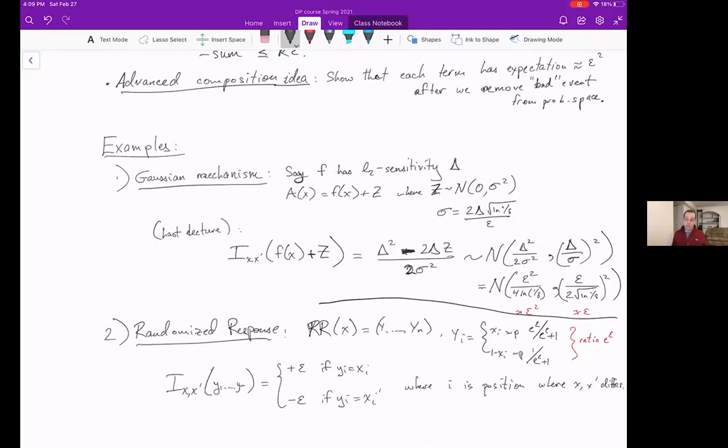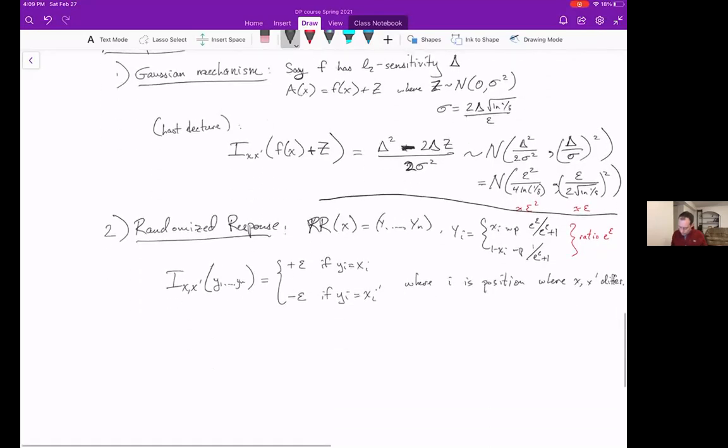Okay, so this is what our privacy loss looks like. It's always either plus epsilon or minus epsilon. That's why this mechanism is differentially private. But we can also say a lot more, we can write down exactly what its expectation is. So the expectation of this value, when I plug in the random output on input x.